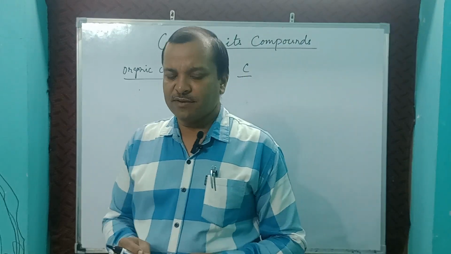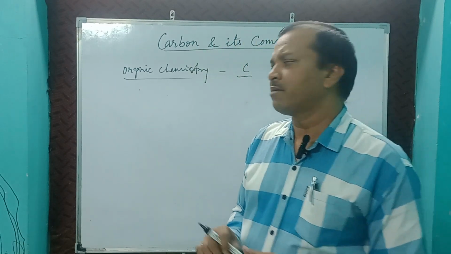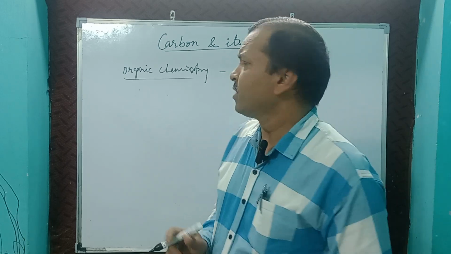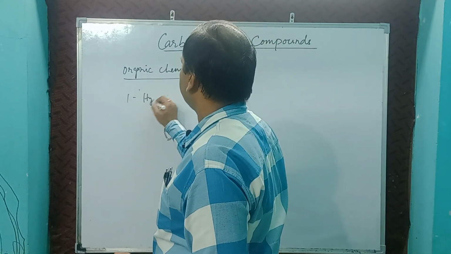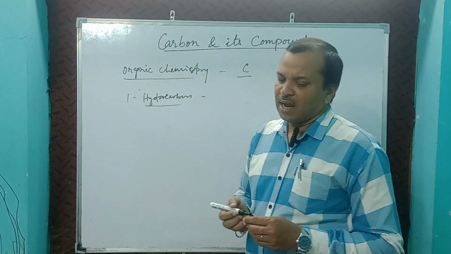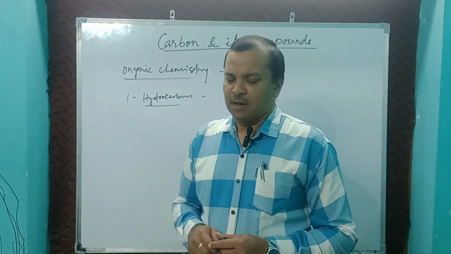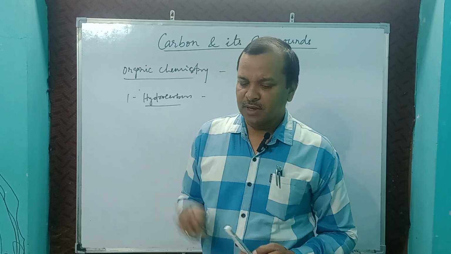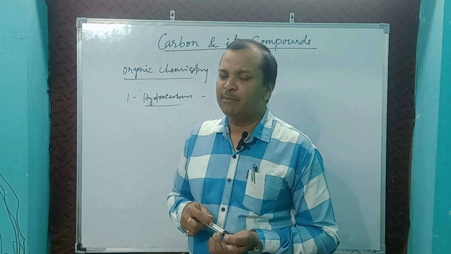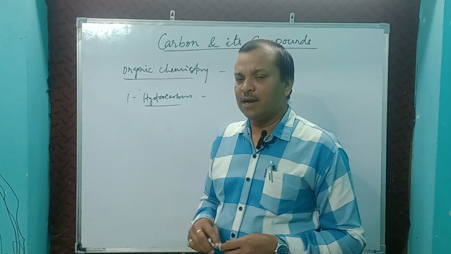Let us discuss types of organic compounds. There are actually many types of organic compounds. We will discuss here only hydrocarbons, because in class 10th hydrocarbons are there. Haloalkanes we will discuss in 11th and 12th. Alcohols, ketones, aldehydes, then carboxylic acids, amines, esters and ethers are there. Let us discuss hydrocarbons.